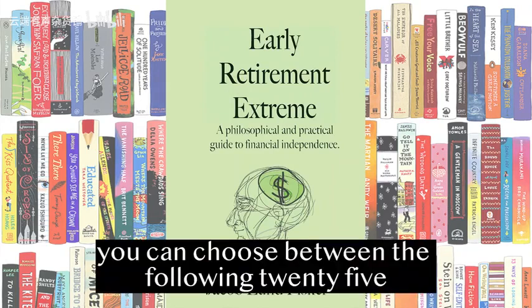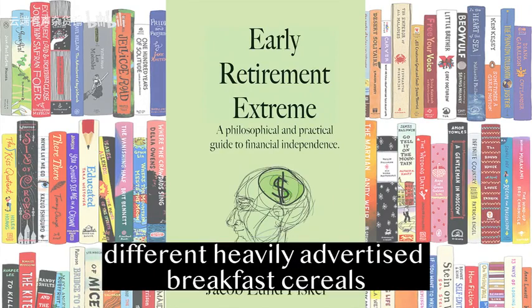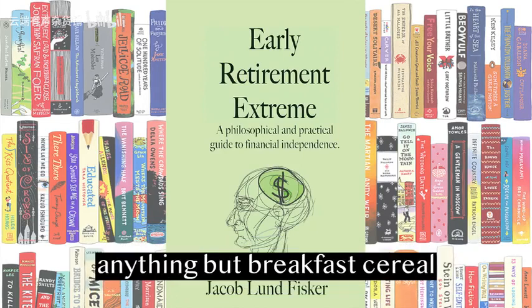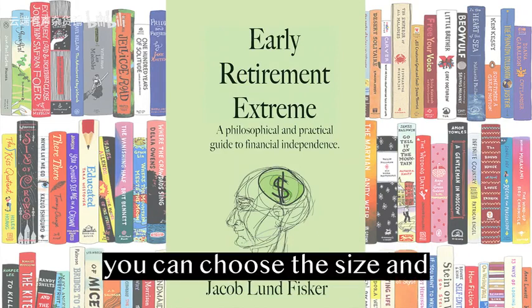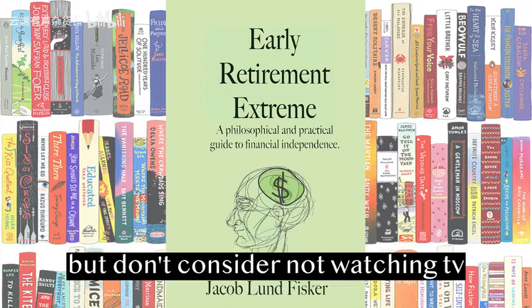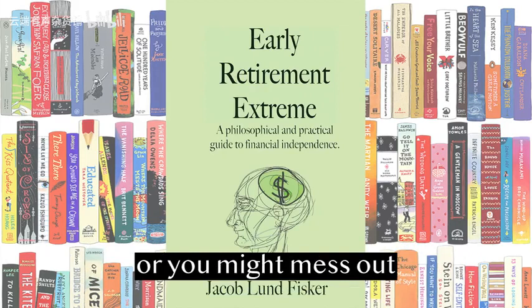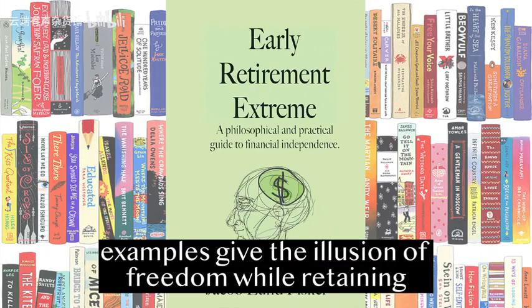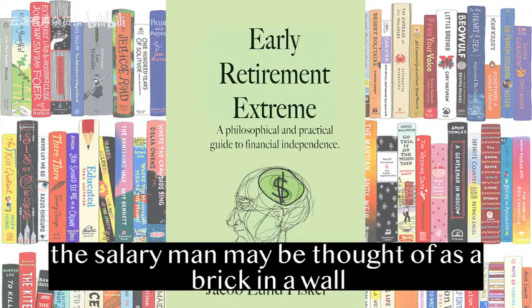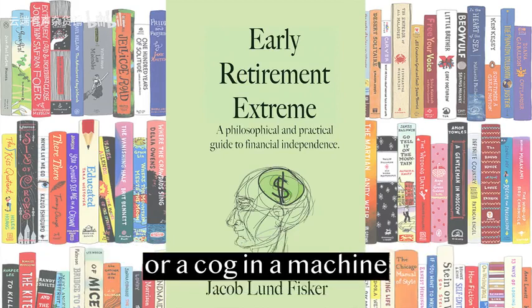You can choose between the following 25 different heavily advertised breakfast cereals, but don't think of starting your day with anything but breakfast cereal. You can choose the size and type of your TV and the number of channels, but don't consider not watching TV or you might miss out. These examples give the illusion of freedom while retaining control. With both work and consumption being well controlled, the salaryman may be thought of as a brick in a wall or a cog in a machine.